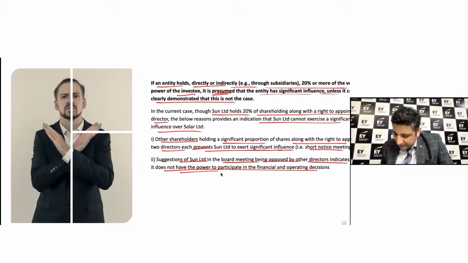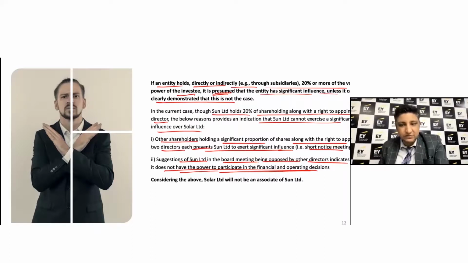That also indicates that Sun Limited, even with a 20% stake, does not have the power to participate in the financial and operating decisions. So from that perspective, we want to conclude that Solar Limited will not be an associate of Sun Limited. Now, what does it mean from an accounting side? We simply say that this might be covered through Ind AS 109 and not Ind AS 28 in our example. Okay.